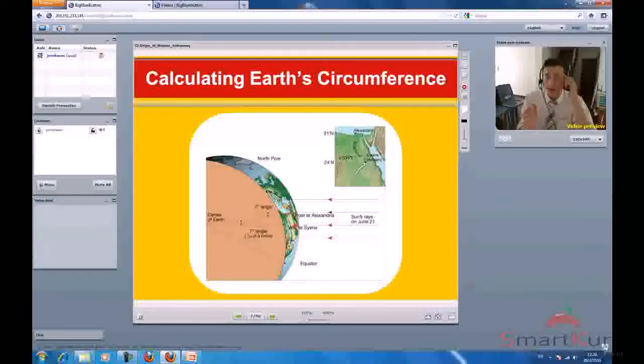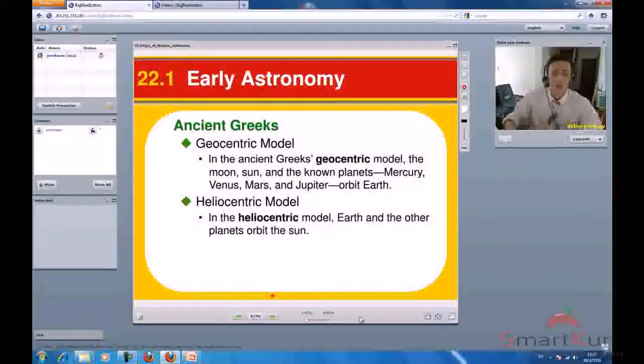Even Christopher Columbus, who came about 2,000 years after Eratosthenes, thought that the Earth was much smaller. He thought he could go around the world because he thought the Earth was much smaller. So it's almost like from Eratosthenes to Christopher Columbus, in 2,000 years, we went backwards in our understanding. So Eratosthenes, a very, very clever man who figured out the size of the Earth just from looking at shadows.